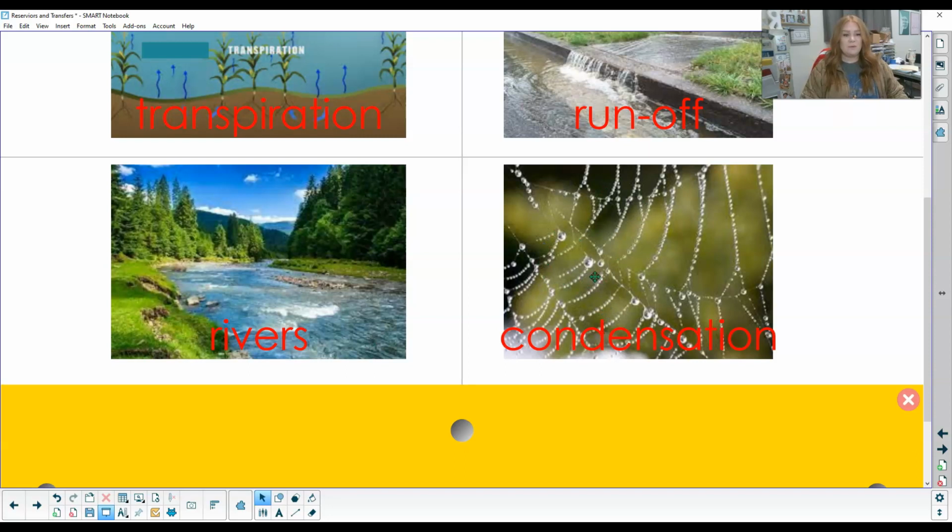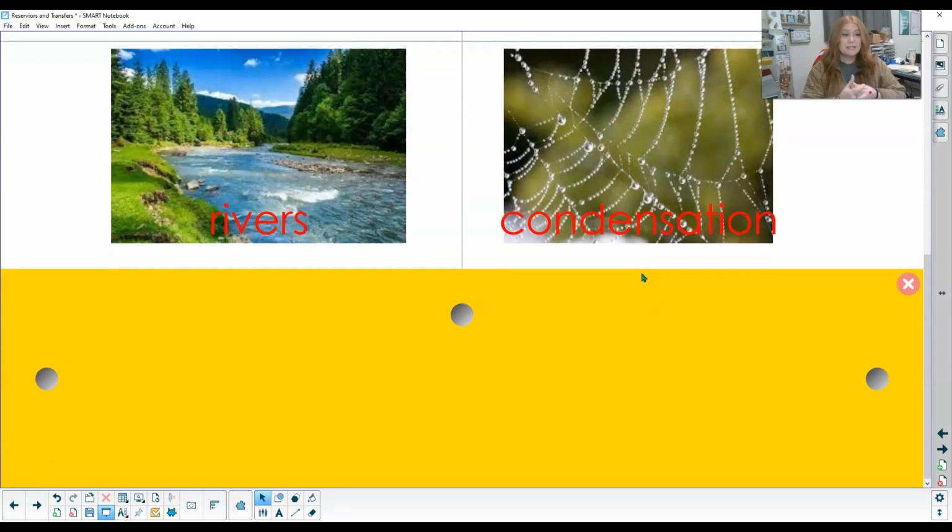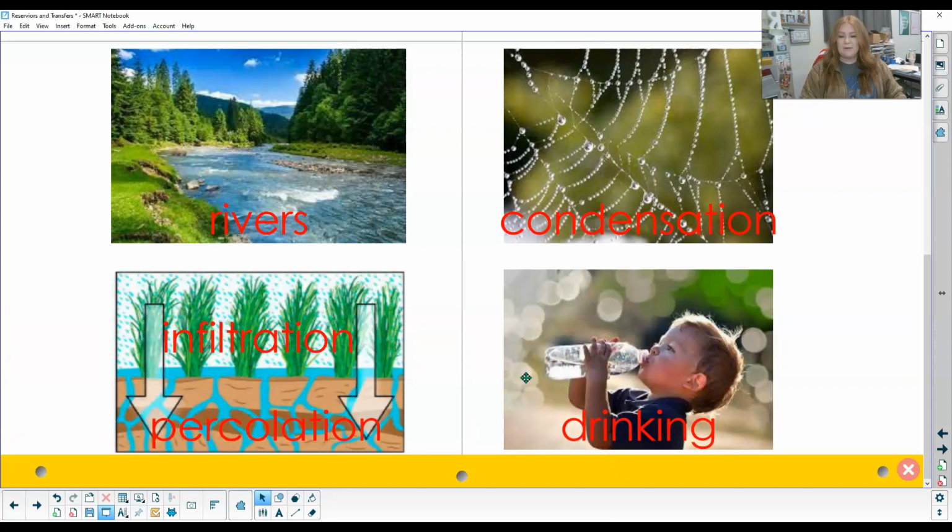Condensation, so when we see the effect of condensation and we see the end result, the liquid, it started as a vapor and it came back together and now it's a liquid. So it was moving from the atmosphere, packing together into that liquid. So condensation is still a transfer. We've also got infiltration, right? It goes into the soil and then it percolates down. So it goes in and then down.